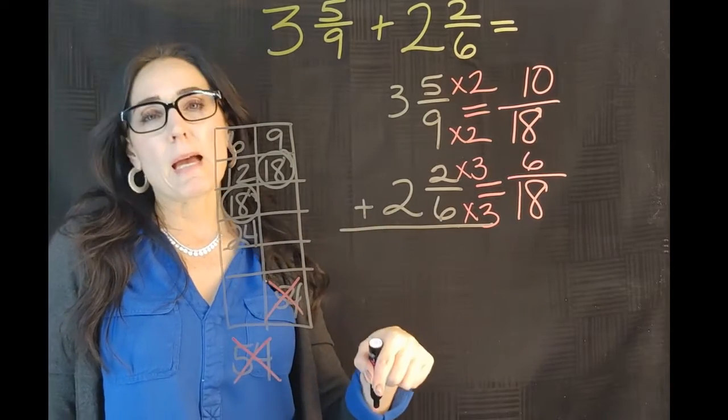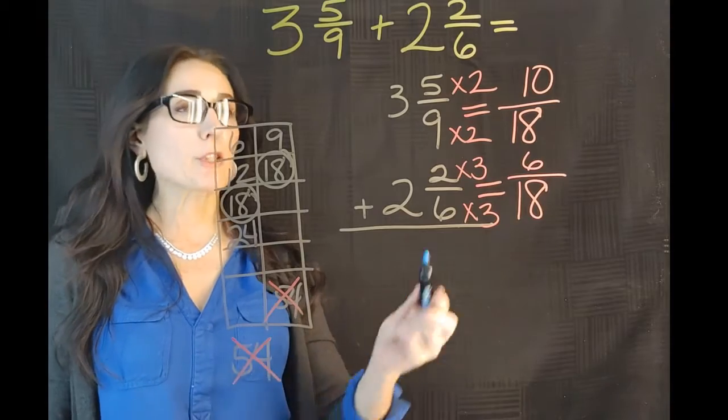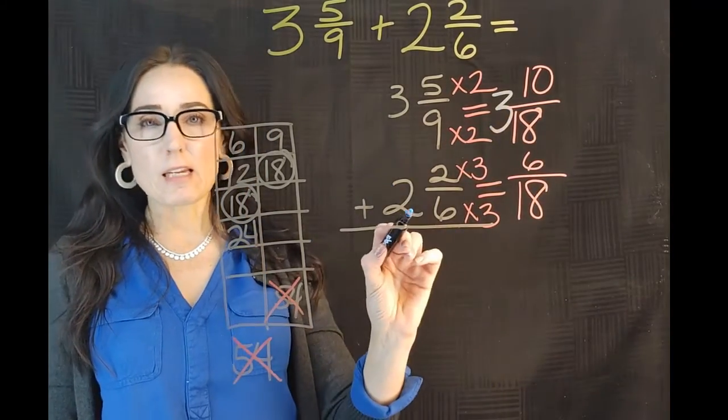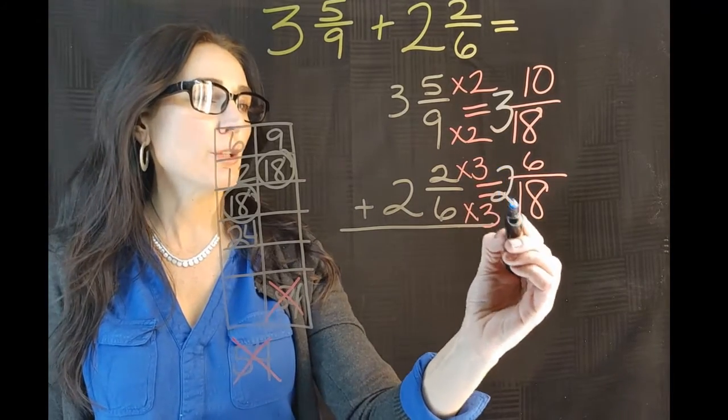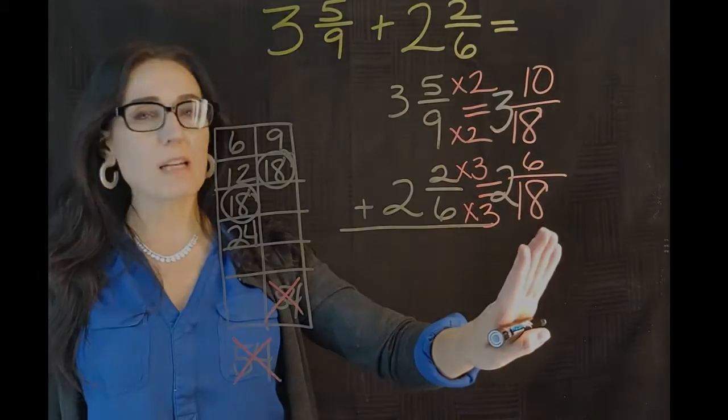Now we're ready to add our fractions, but we don't want to forget about our whole numbers. So I'm going to squeeze those in right here because we actually have 3 and 10/18, and then we have 2 and 6/18. So you probably want to give yourself a little more room than I did.